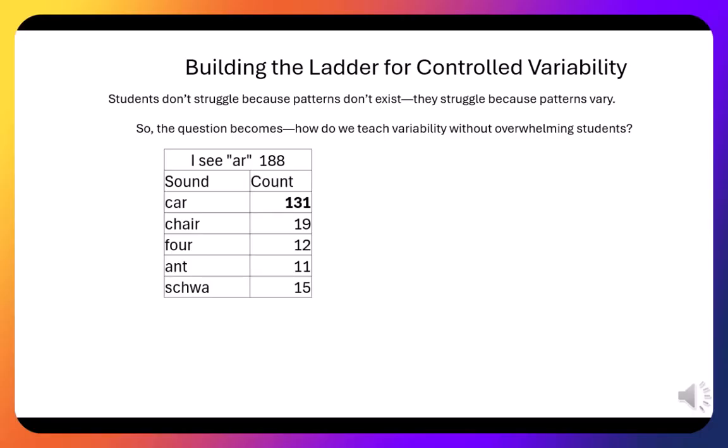When students see the spelling AR, most of the time, it sounds like car. In fact, out of 188 words, 131 follow that primary pattern. But not all. Some sound like chair, for, ant, or even a schwa.